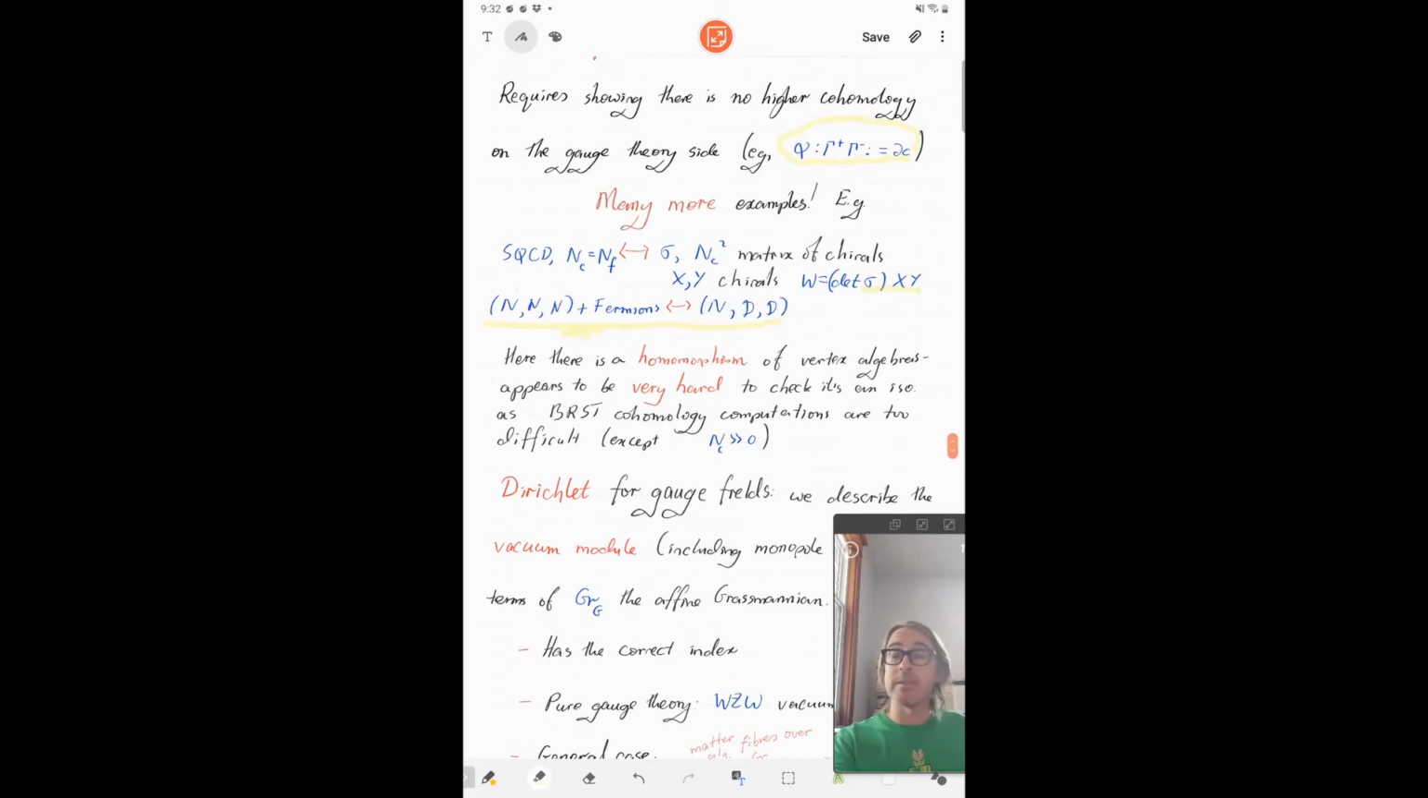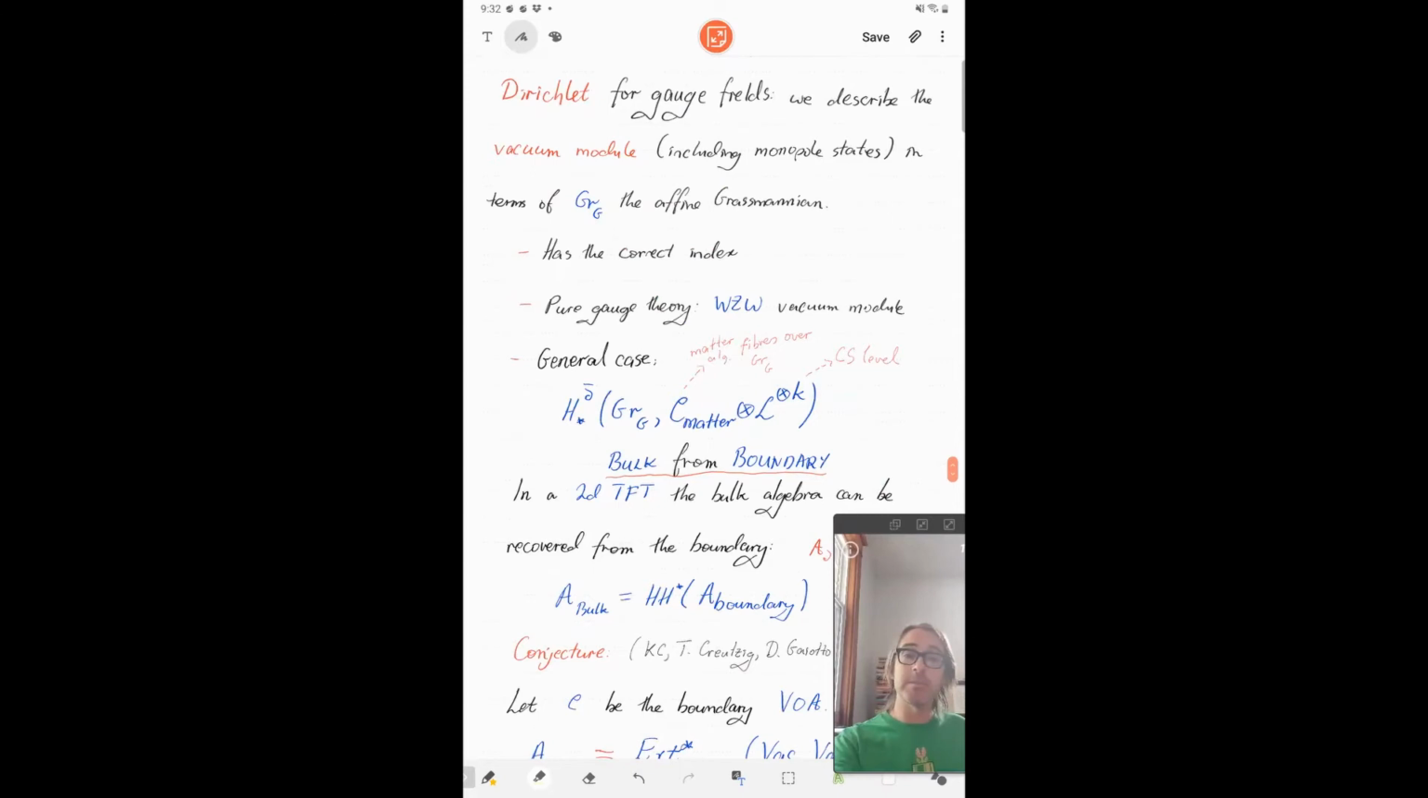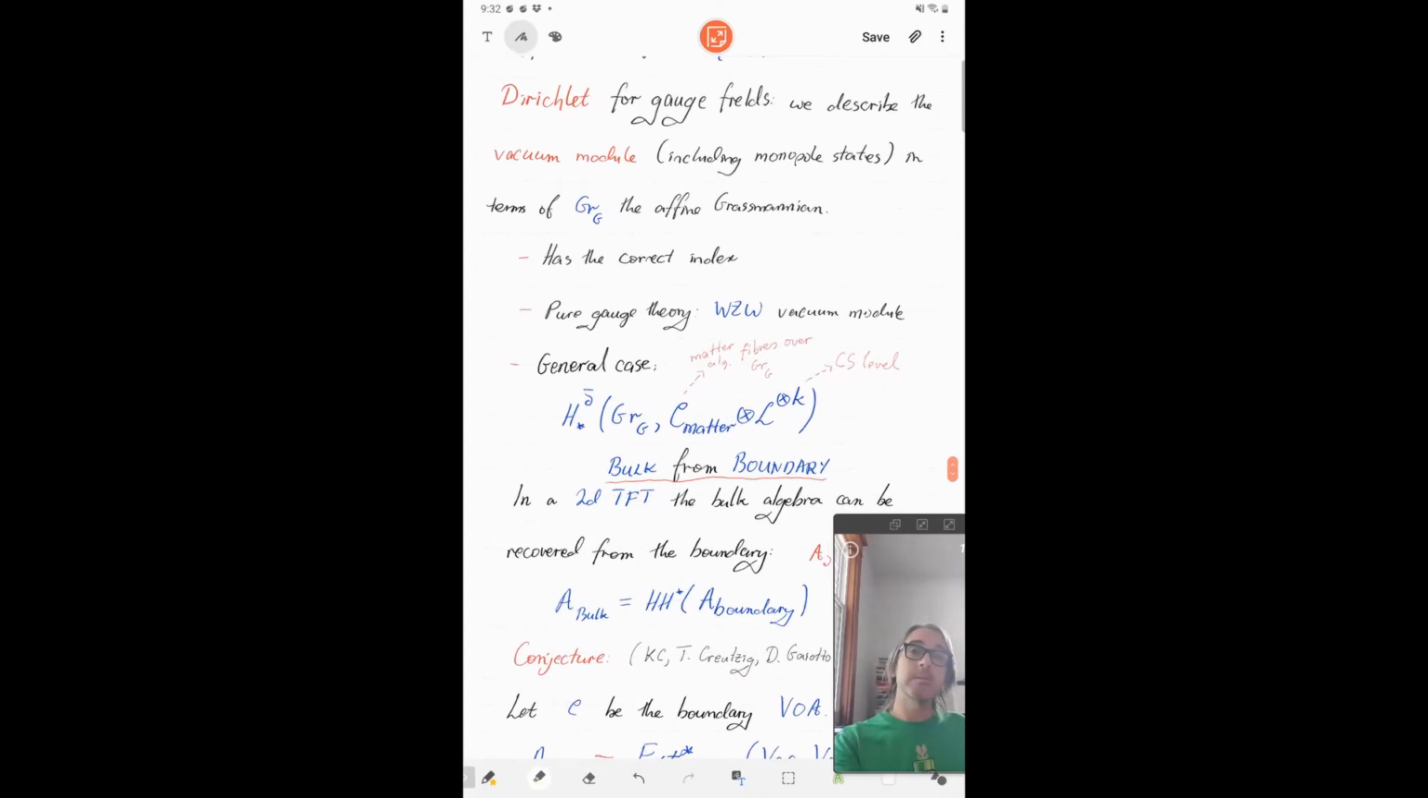This is Neumann for gauge fields. So to really get further, we'd also want to describe all kinds of other boundary conditions. Well, in principle, any other boundary condition should be obtained by coupling appropriate matter to the Neumann boundary condition for gauge fields. We do have a direct description of Dirichlet. So Dirichlet, there are of course boundary monopoles.